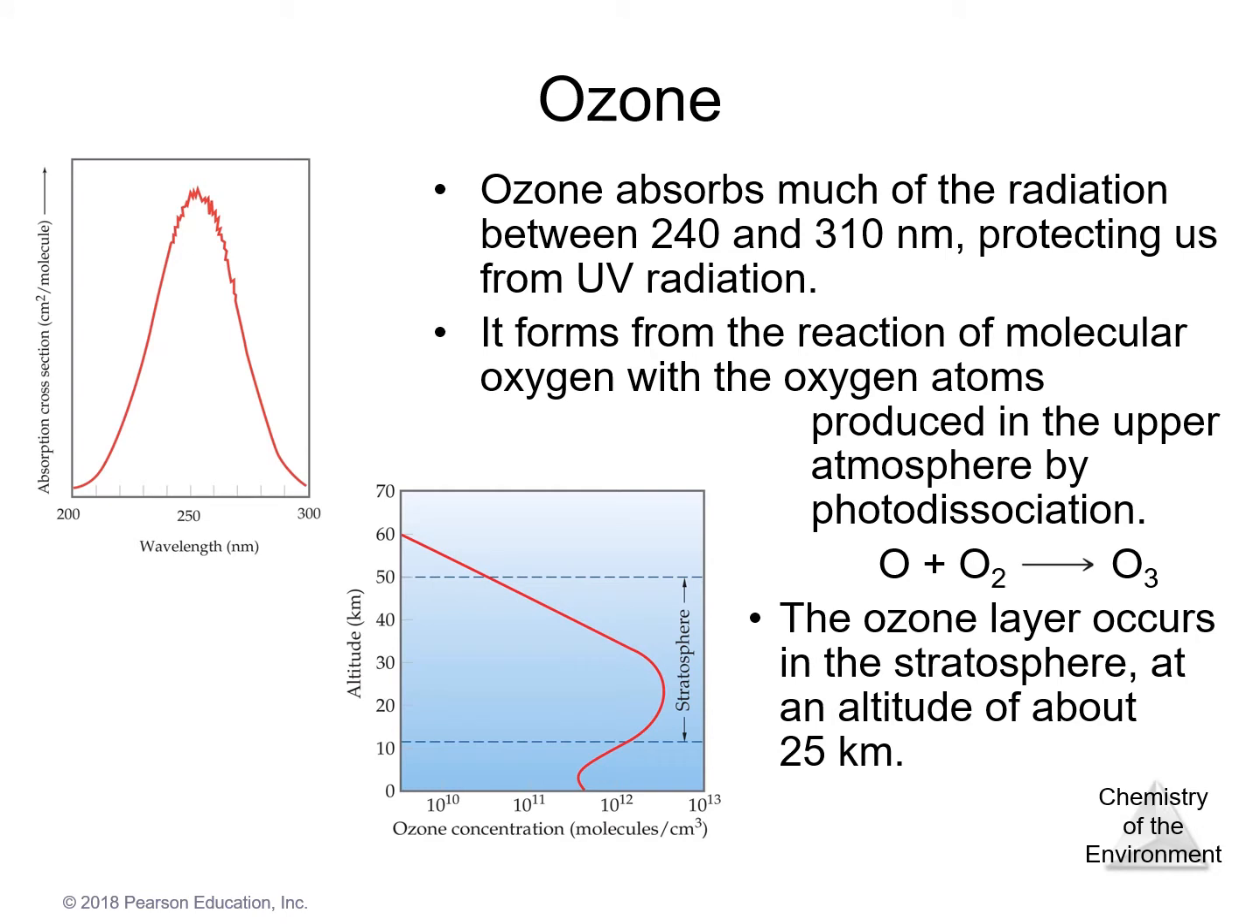Now, our ozone absorbs much of the radiation, anywhere between 240 and 310 nanometers, and that protects us from UV radiation. It forms from the reaction of molecular oxygen with oxygen atoms produced in the upper atmosphere by photodissociation. So it's O plus O2 gives us O3. The ozone layer occurs in the stratosphere at an altitude of about 25 kilometers.